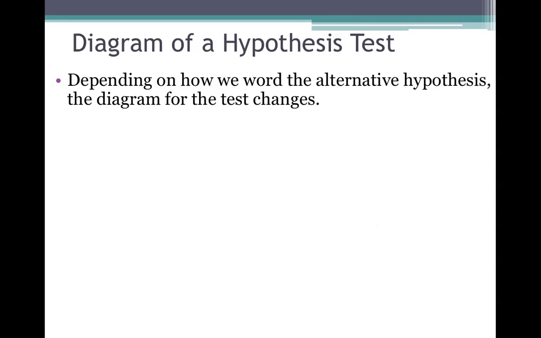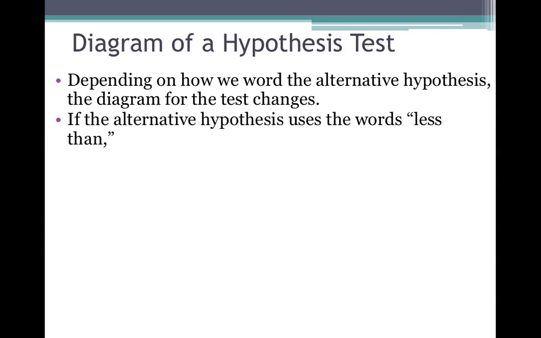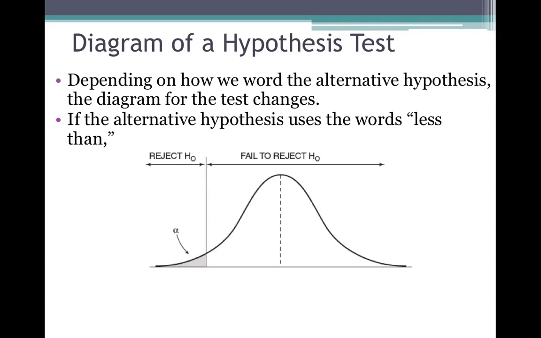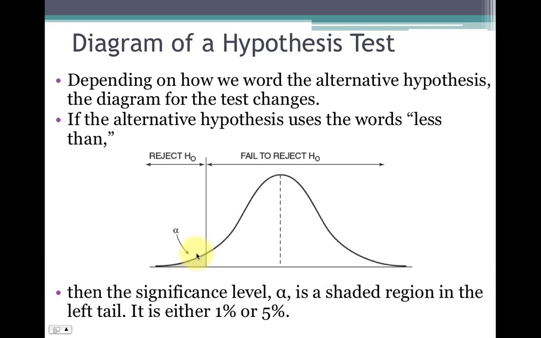The diagram of a hypothesis test. Depending on how we word the alternative hypothesis, the diagram for the test changes. If the alternative hypothesis says less than, then our hypothesis test is on the left, meaning that the left tail is shaded, and alpha represents that 1% or 5% in the extreme left tail.